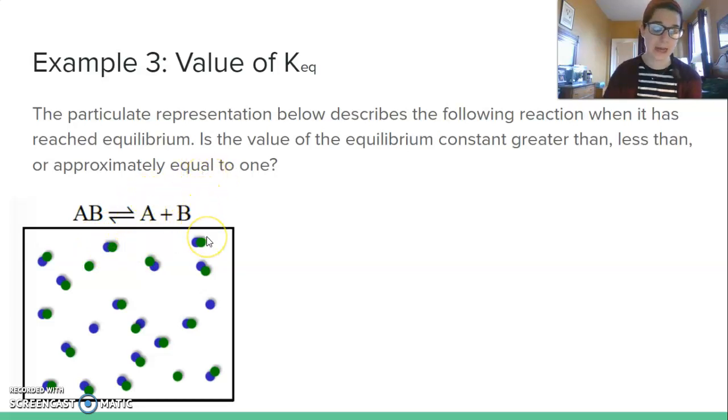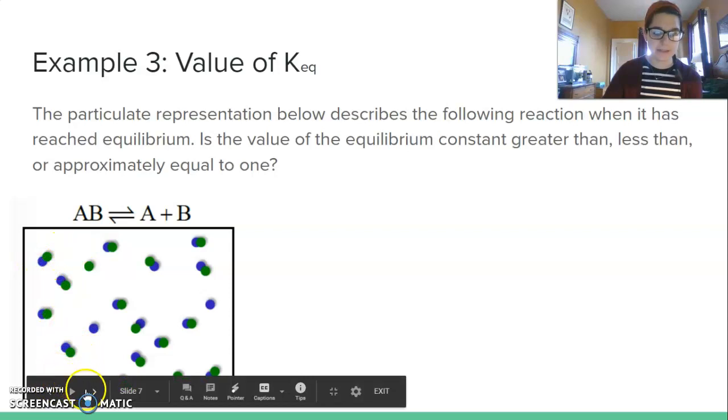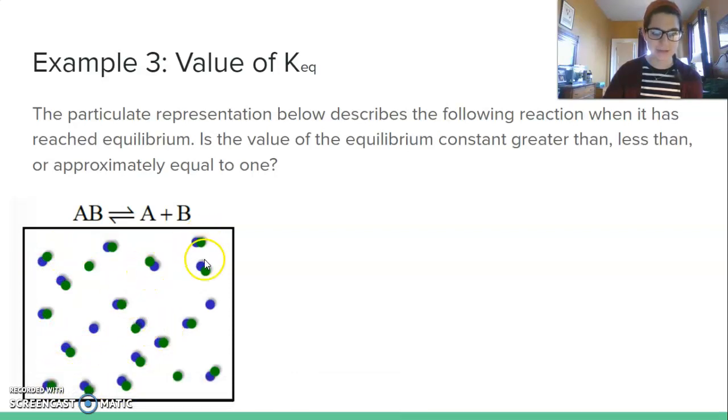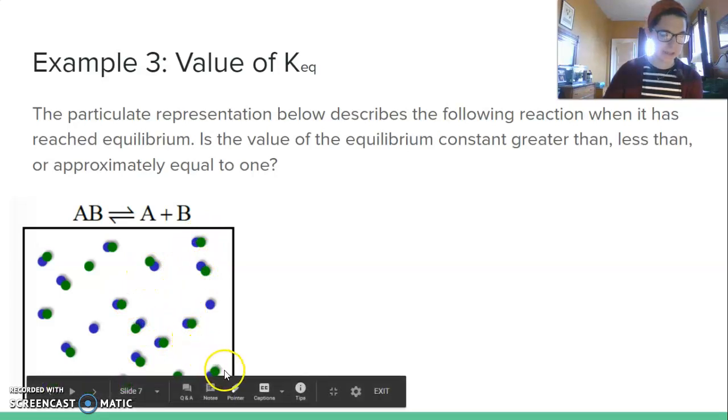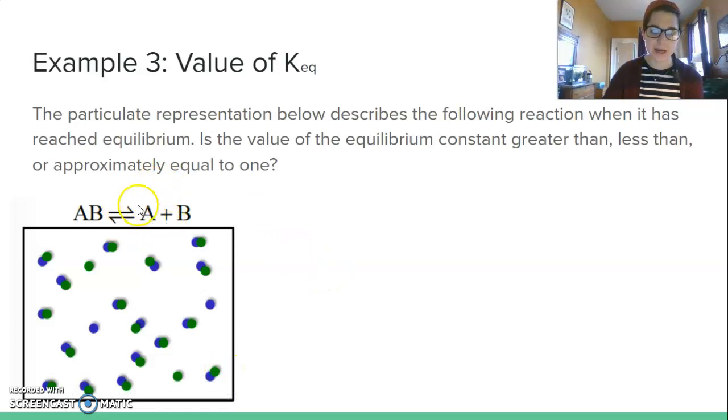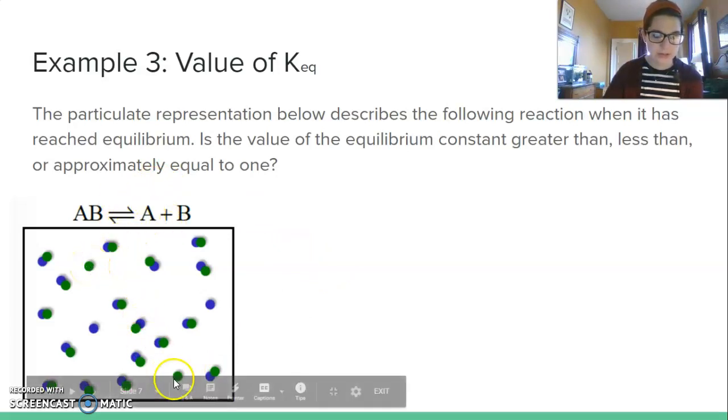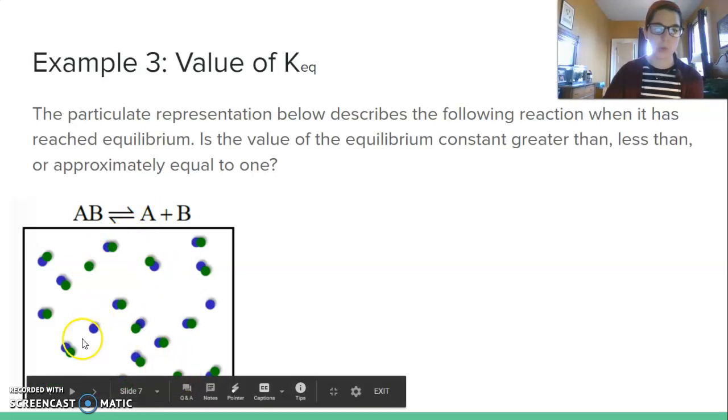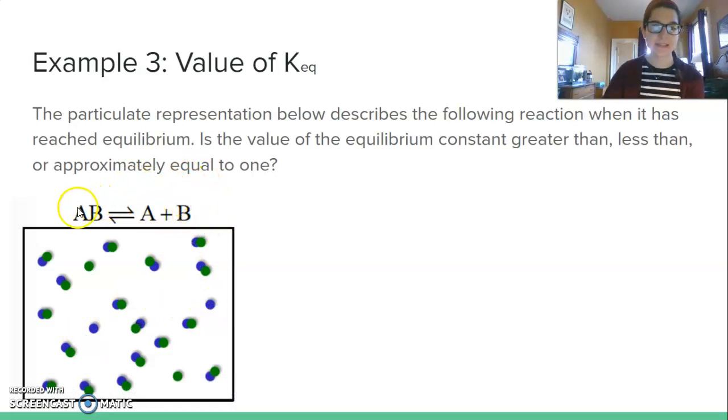So here I'm going to count how many of each we have. So AB molecules, I have 1, 2, 3, 4, 5, 6, 7, 8, 9, 10, 11, 12, 13, 14, 15, 16. Okay, so I have 16 AB. I think I said A would be green. That tells me I have 2 green and 2 B, which are blue. Okay, so I have 16, 2, and 2.